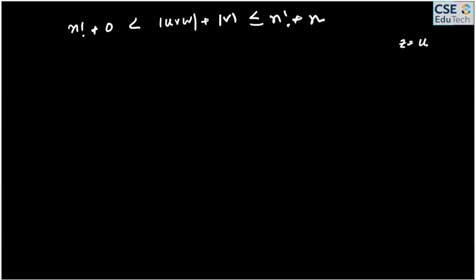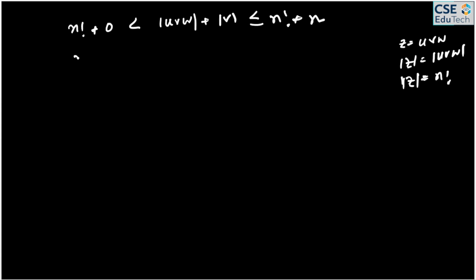Now on both sides we take n factorial: 0 less than length of u v w or length of v, that should be less than or equal to n factorial plus n, as we have mentioned that z is equal to u v w. So length of z is equal to length of u v w. That's why we have mentioned here, and also we have considered that this length is basically n factorial. That's why we have put here, instead of n factorial, length of u v w.